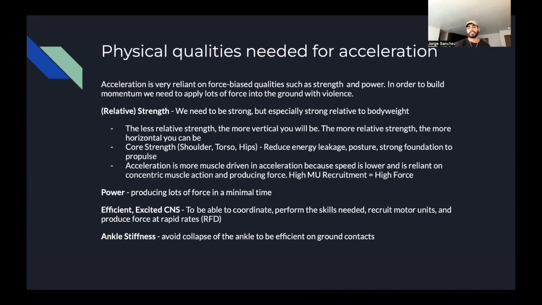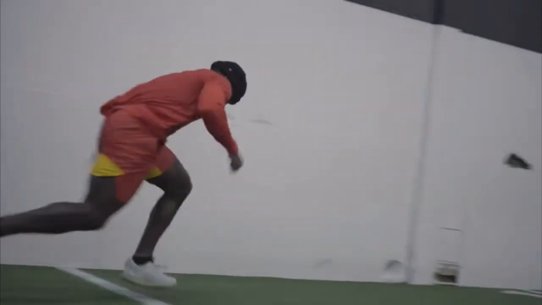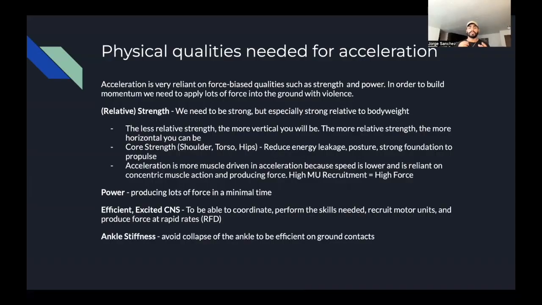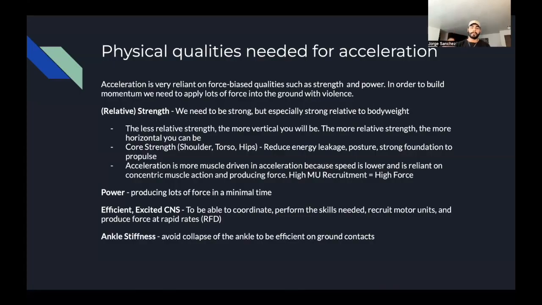Now, acceleration is also very muscular driven because we spend more time on the ground. So we need to be able to concentrically produce force by recruiting as many motor units as possible. Now, it also isn't enough just to be strong and produce a lot of force. We need to be able to produce a lot of power as well. So although we spend more time on the ground early in acceleration, we still don't spend more than 0.3 of a second on the ground at most. So we have to be explosive, producing lots of force in very little time.